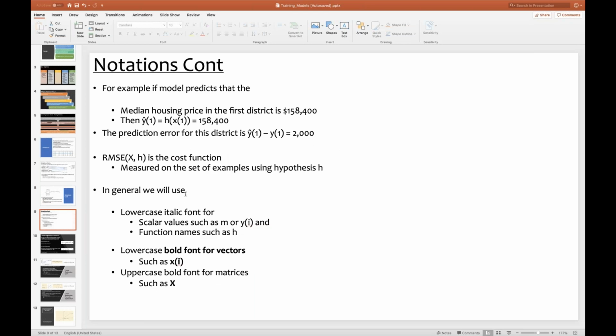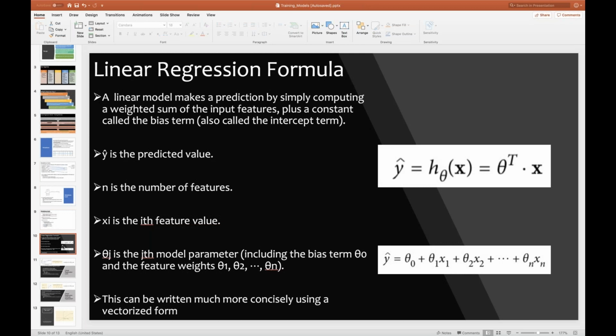Now, this also we understood, in general, how we use the notations. If you have a small bold letter, that is a vector. If you have a bold capital letter, that is a matrix, that is X. Okay, perfect. Making sense? We are cracking it slowly. Now, I want you to forget the slide for now. Okay, let's move on to this one.